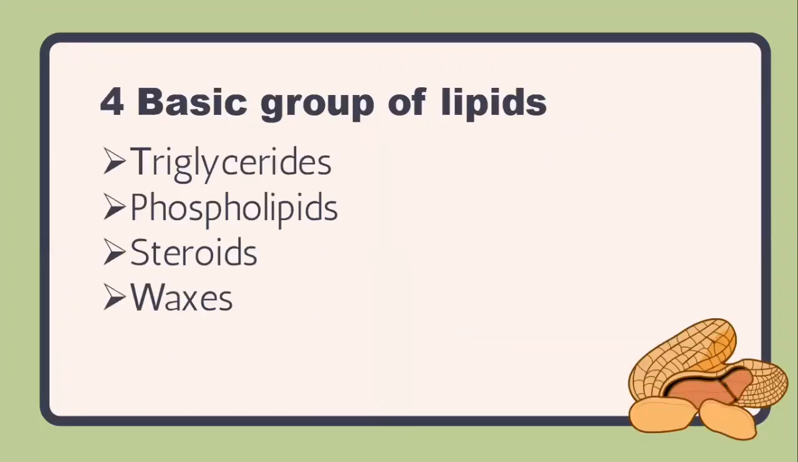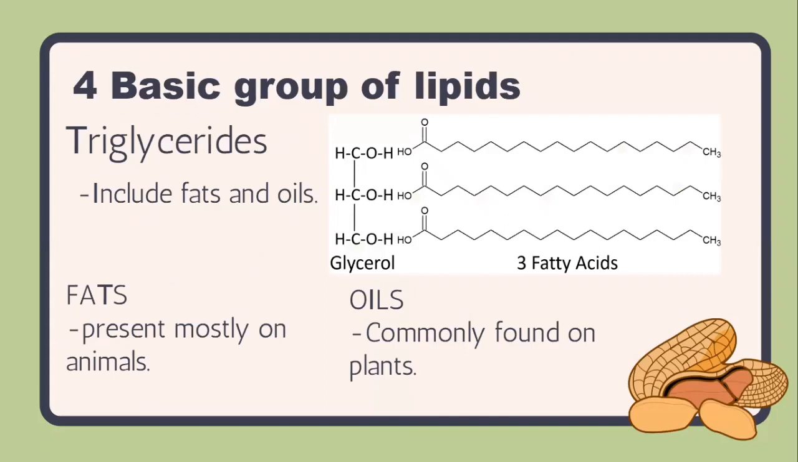So lipids have four groups. These are triglycerides, phospholipids, steroids, and waxes. First, we have the triglyceride. This includes fats and oil. This is also the stored lipid in our body and the most common fat in the body. It can be found in the blood and blood tissues.